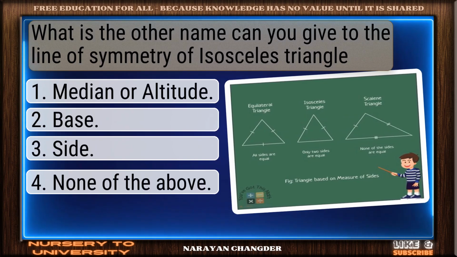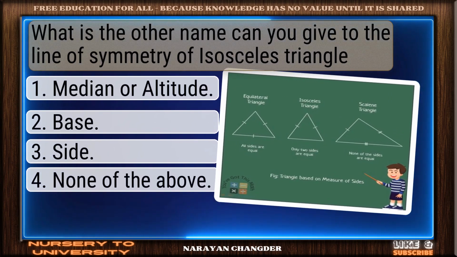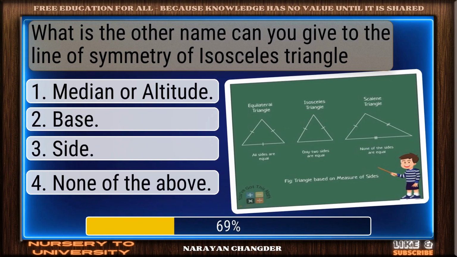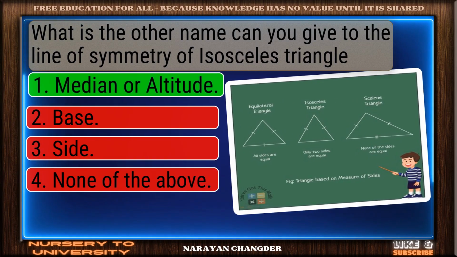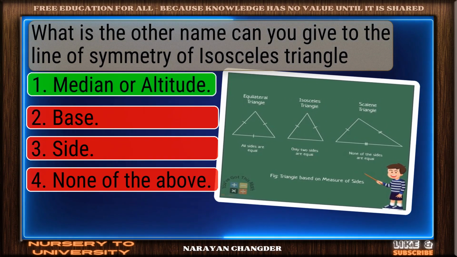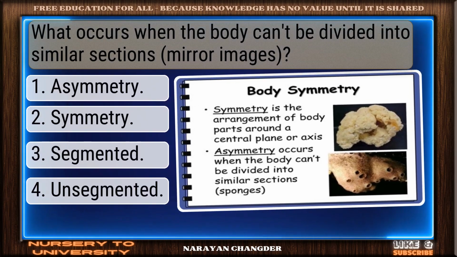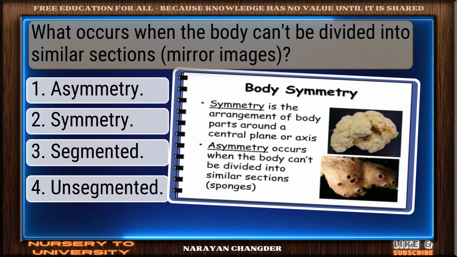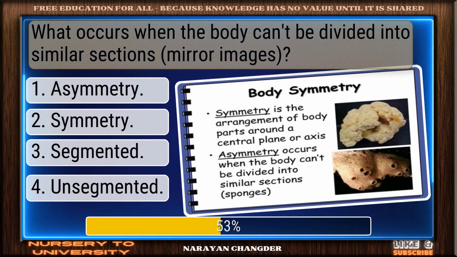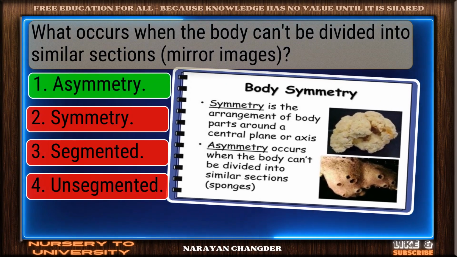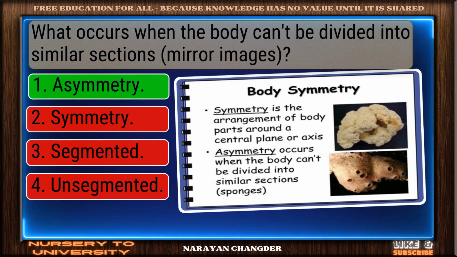What other name can you give to the line of symmetry of an isosceles triangle? Well done. Median or altitude is the right choice. What occurs when the body can't be divided into similar sections? Nice work. You chose asymmetry, and it is correct.